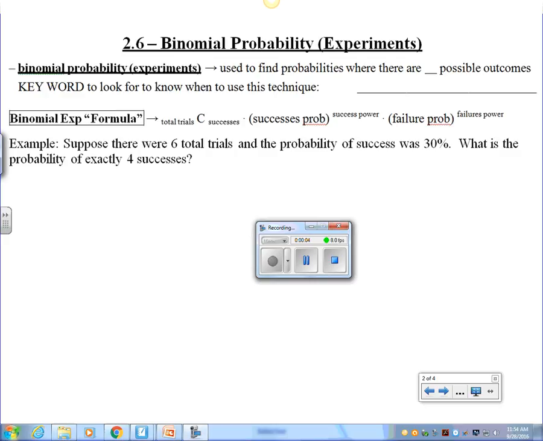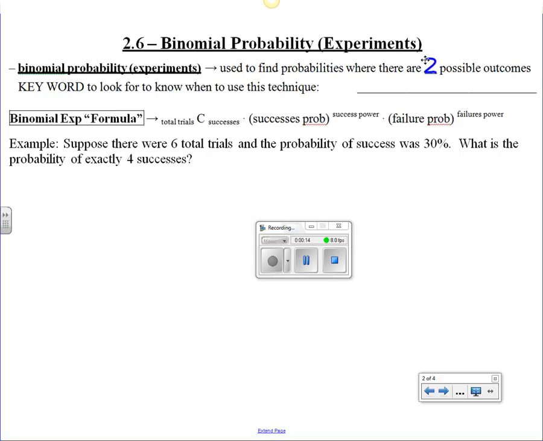Today's lesson is on binomial probability with experiments. Binomial probability is used to find probabilities when there are two possible outcomes. There are actually two keywords to look for when to use this technique: the word exactly or the word only help clue you into using this formula we're about to learn.